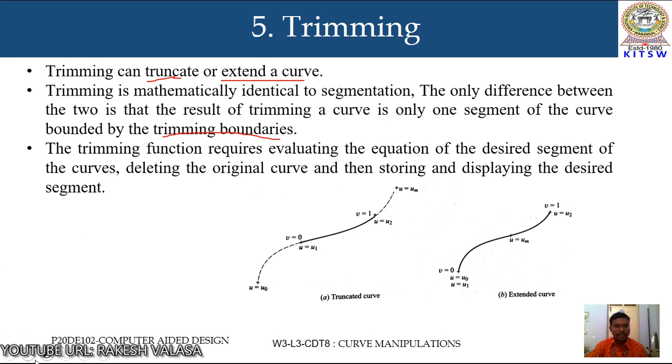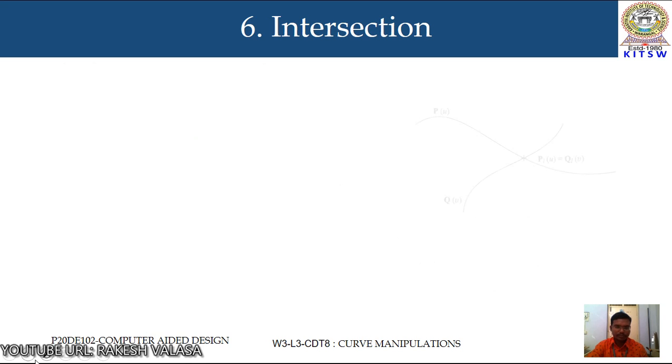Let us see the next one, intersection. Here I'm taking two curves. One is the P of u curve, the second one is the Q of v curve. The intersecting point is P1. At that point, P1 of u equal to Q1 of v.